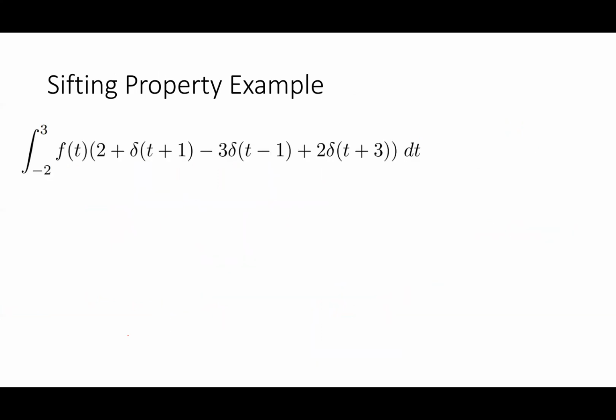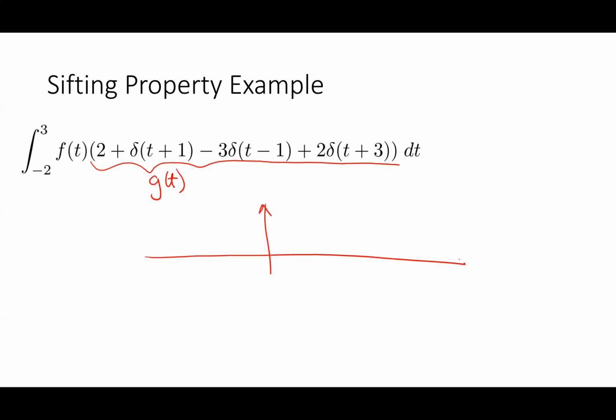All right, so let's say I had this. So I take the integral from -2 to 3 of this whole thing. Before I get too far, let's draw what this looks like here. So I have f of t times this crazy looking function, okay? I'm going to call this function g of t. So let's draw what g of t looks like.